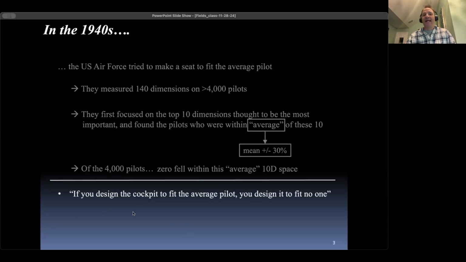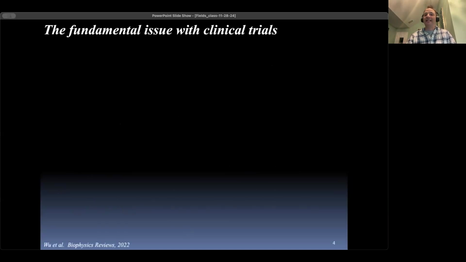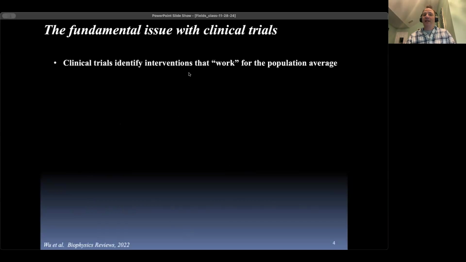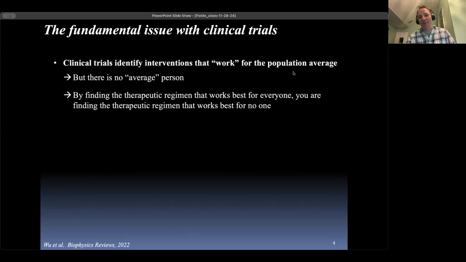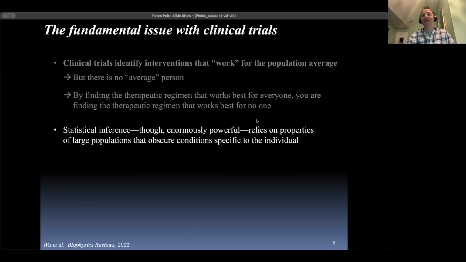And the person who led the study had this quote. He said, if you design the cockpit to fit the average pilot, you're really designing it to fit no one. And then I used that as a lead into this issue with clinical trials. You can use it to identify the intervention that works best for the population average, but there's no average person. So if you find the therapeutic regimen that works best for the average patient, you're really finding the one that works best for no one.